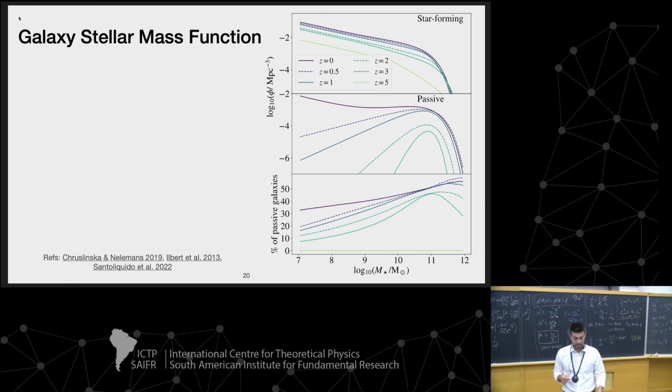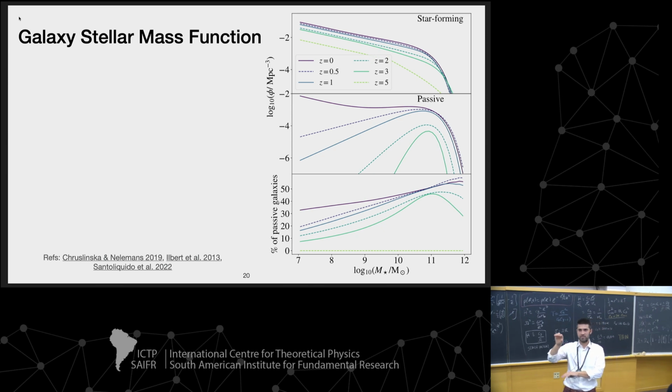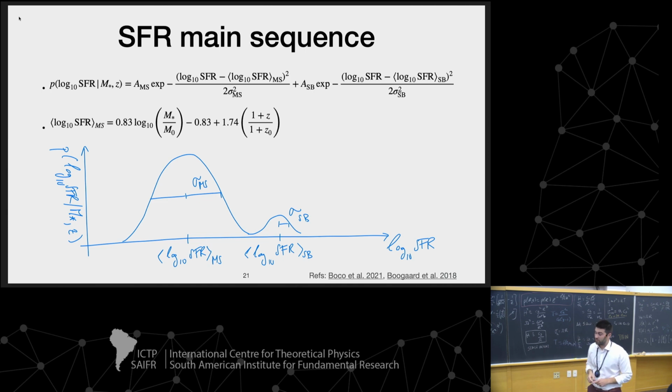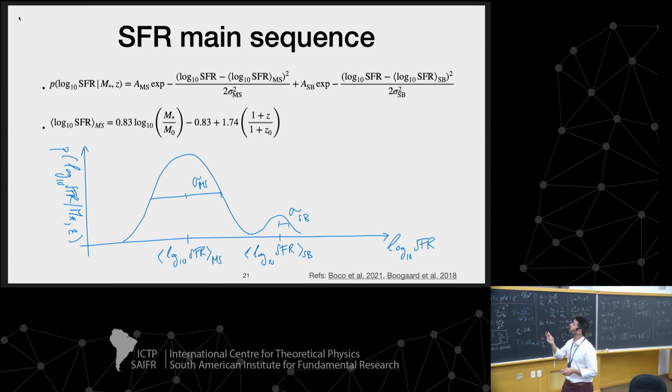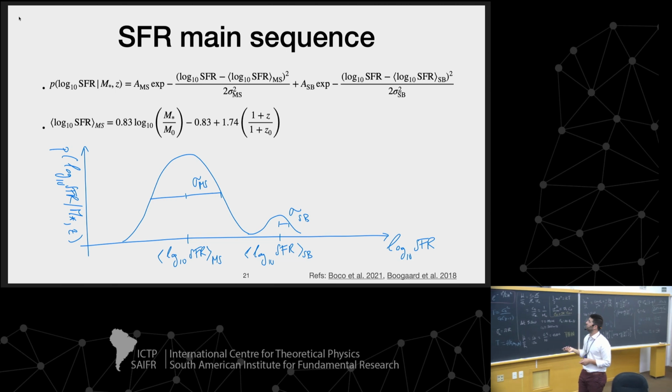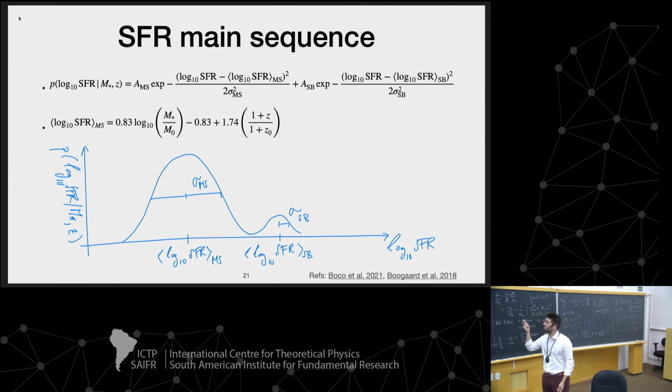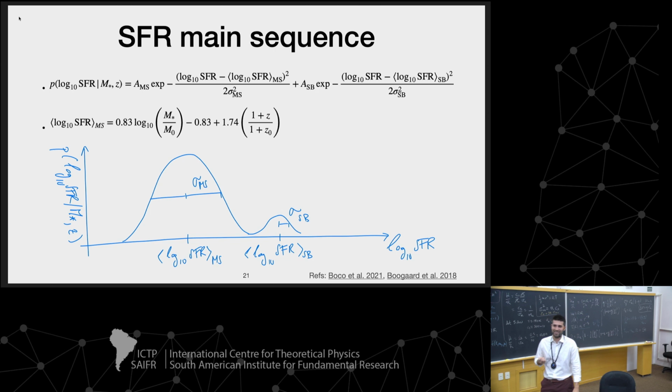So in galaxy rate, what we want to do is to consider both these galaxy stellar mass functions, the stellar mass function of star-forming and passive galaxies. Okay, the main sequence. Why do massive galaxies tend to have higher star formation rate? This is explained by the star formation rate main sequence. You might ask yourself if I was on drugs when I did this simple sketch. Yes, I probably was.